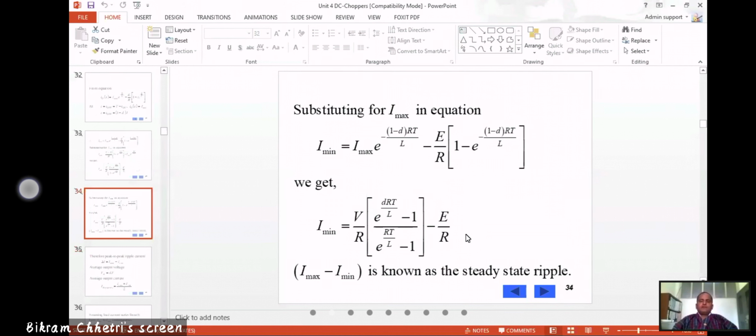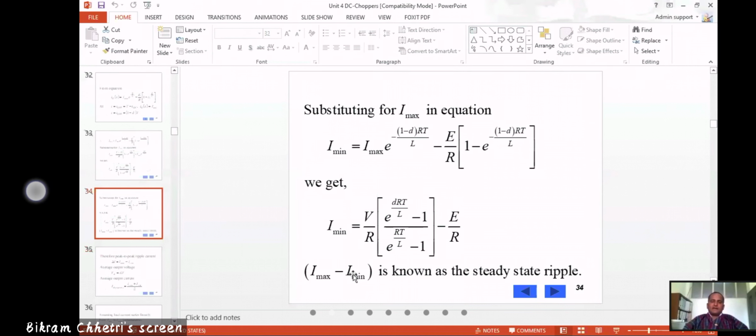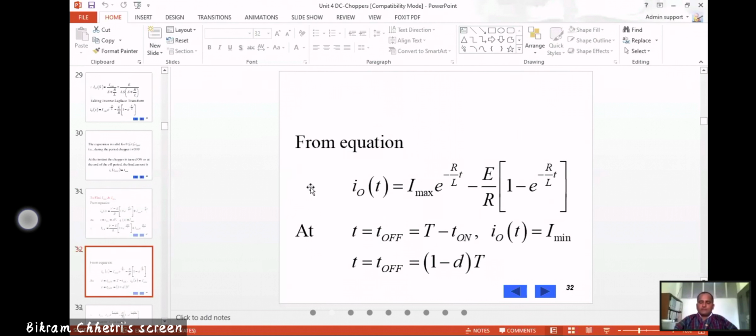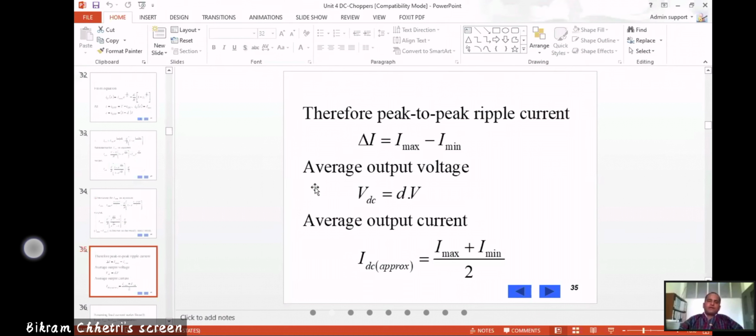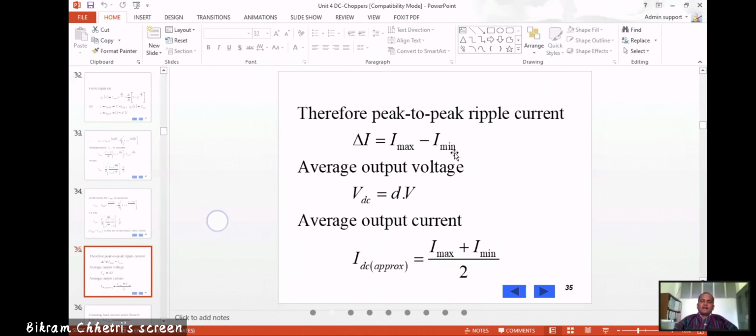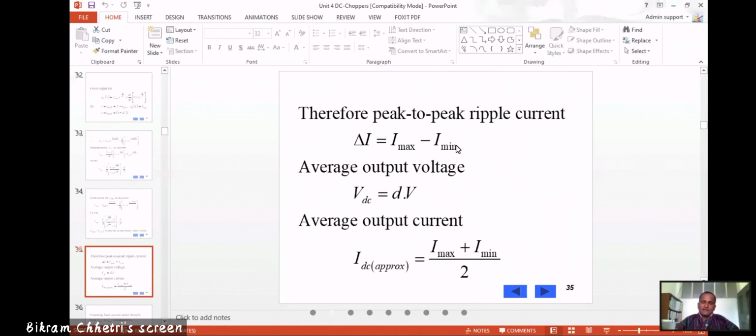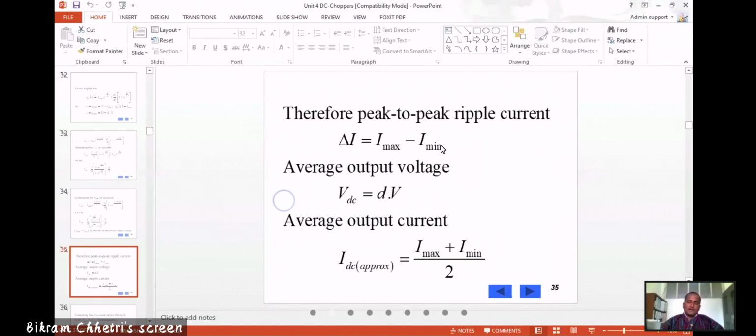So we know that it's a steady state ripple. I max minus I min is the steady state ripple. And similarly, we get this equation, the same equation we got in the previous slides. Therefore, the peak to peak ripple current will be the change in the current, I max minus I min. It's changing from the maximum current to the minimum current.